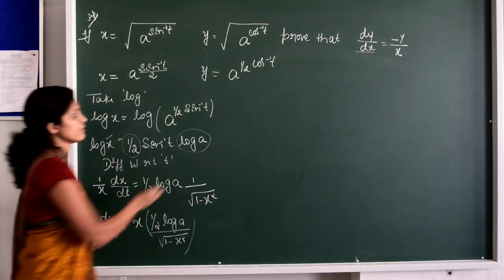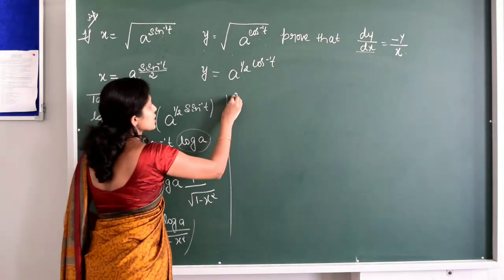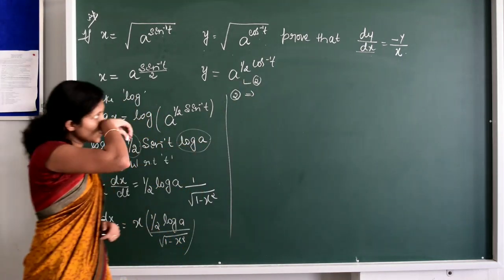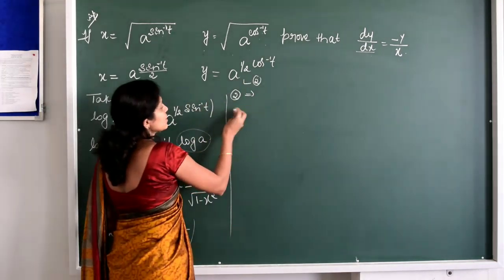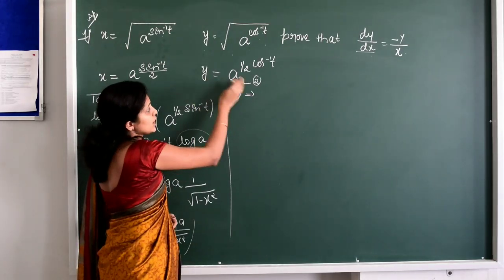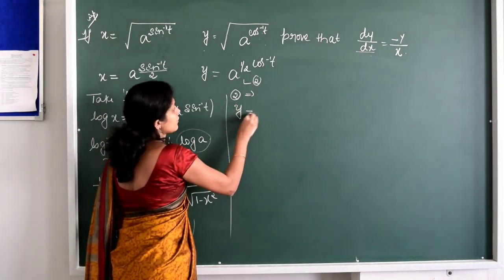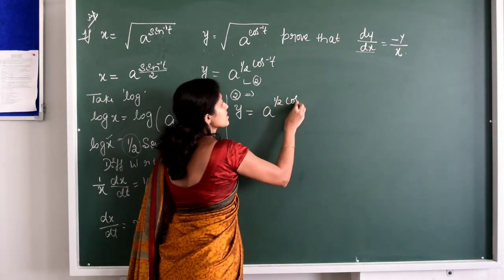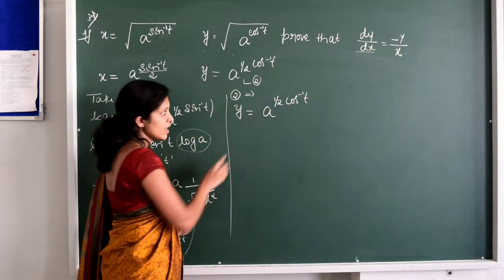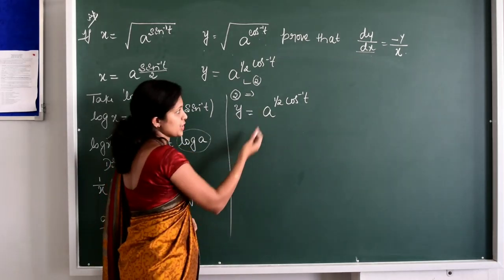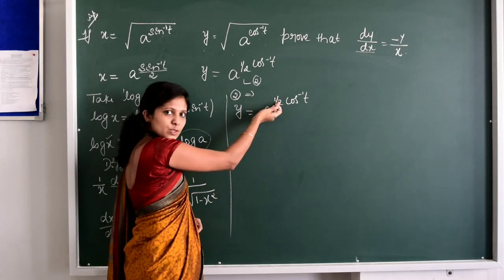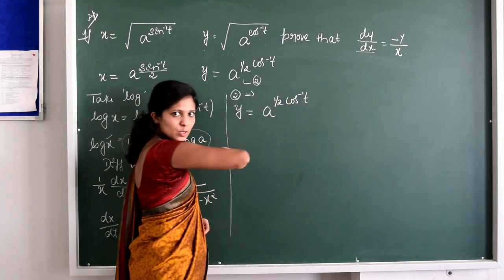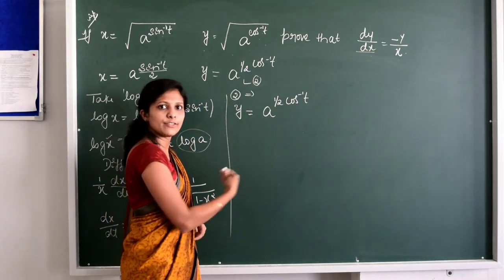Similarly we will find dy by dt. We will differentiate the second function with respect to t. So derivative of y with respect to t, before that what you have to do? You have to take log on both sides. Directly we can't differentiate a to the power 1 by 2 cos inverse of t. Directly it will be difficult to differentiate. You can go with the a to the power x formula, that is a to the power x into log a. That is also possible. Or better you use log, it will be easy.